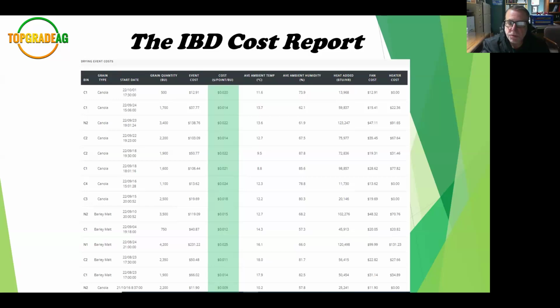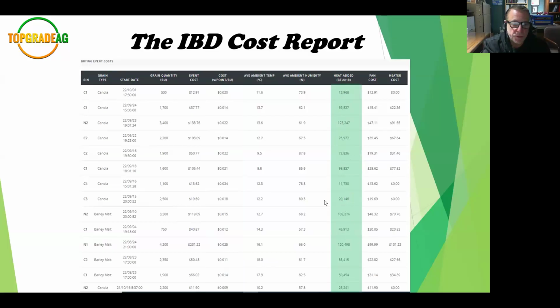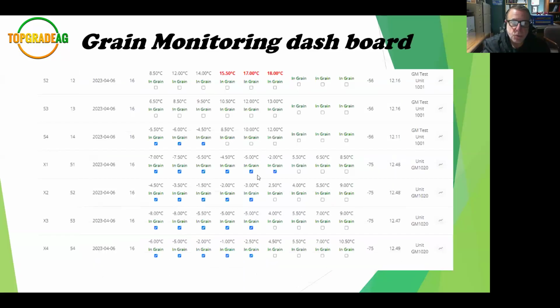If you're taking something 3 points tough, typically we're seeing here it's anywhere from 1 cent per point to maybe 2.5 cents per point. So if you're taking something 3 points tough, it's going to cost you roughly 7.5 cents a bushel. And again, this particular customer has a natural gas supplemental heater, so that has to be taken into account. And then we also provide you with how much heat was added per hour, so how many BTUs per hour. So that helps you understand what size heater you need for your drying bin.